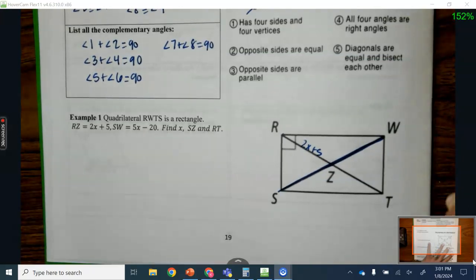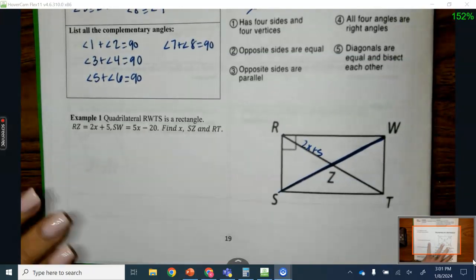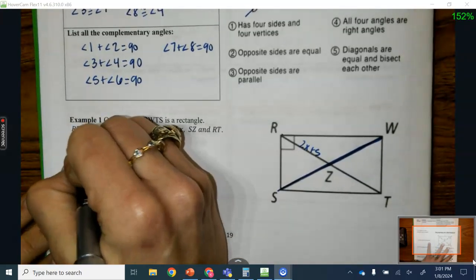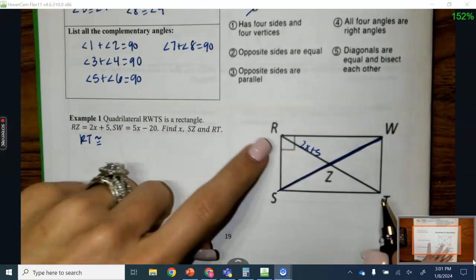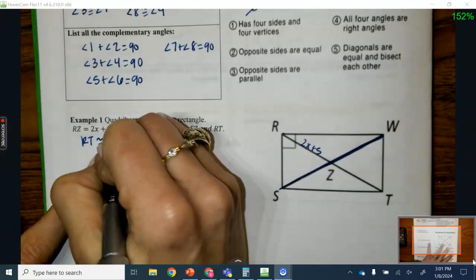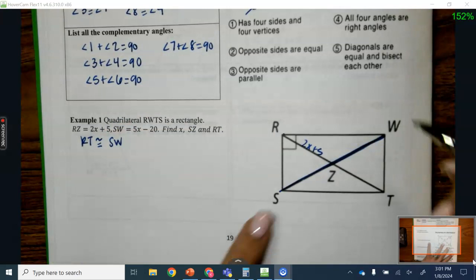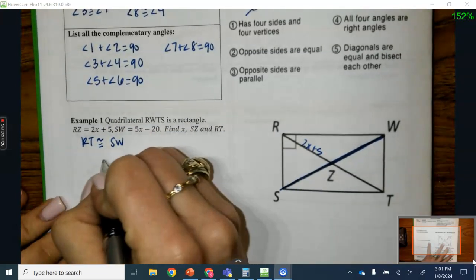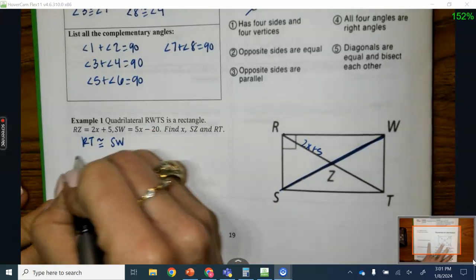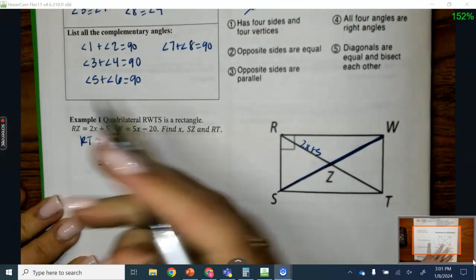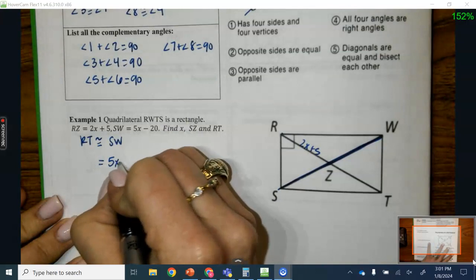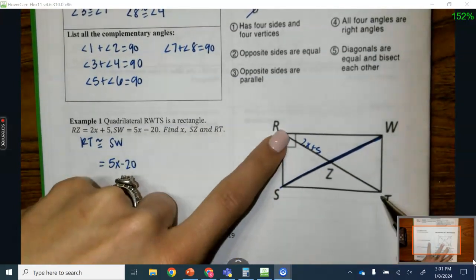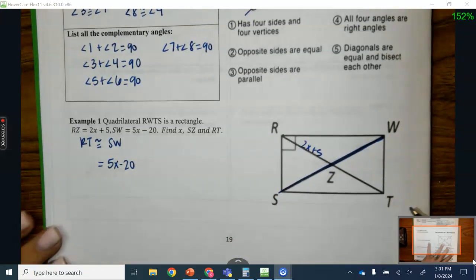For rectangles, we have a new property that diagonals are congruent. My two diagonals are RT, this entire diagonal, and SW. So I know that these two are congruent. Here is SW, 5x minus 20. So I'm going to set RT, we don't know what RT is yet, equal to 5x minus 20, because if this is 1, then it's also equal to this diagonal right here.